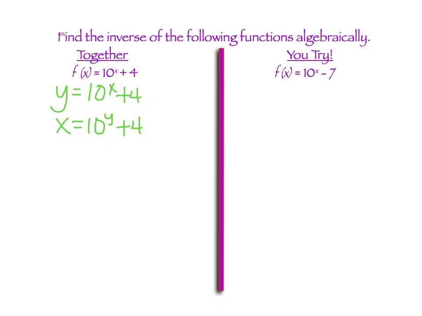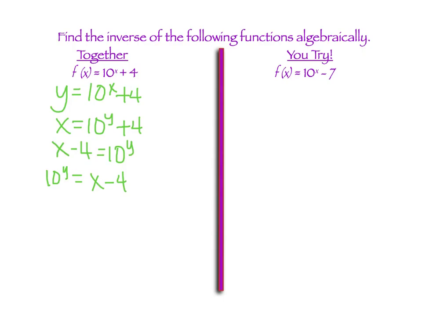Now I'm going to have to change this to a log function, but before I do that, I need to get the base, that is 10 to the y power, by itself. So I need to go ahead and subtract 4 from each side. So when I do that, I'll have x minus 4 equals 10 to the y power. Now I'm going to rearrange this equation so that it's easier for us to get it into log function. So I'm going to write 10 to the y power is equal to x minus 4.